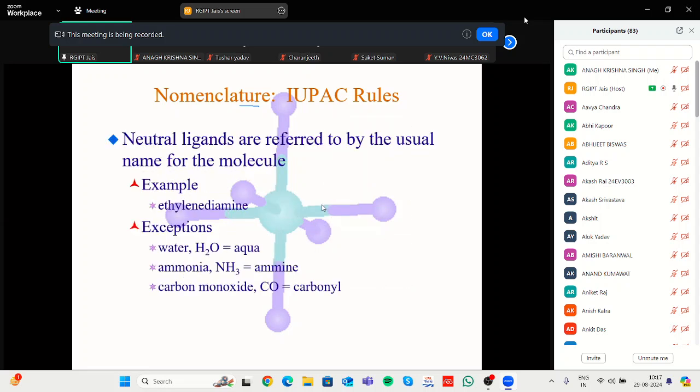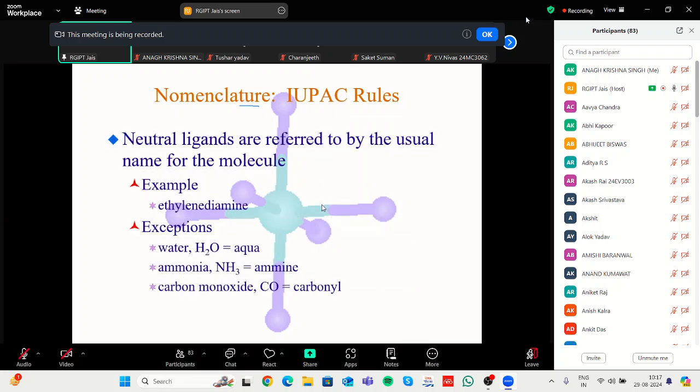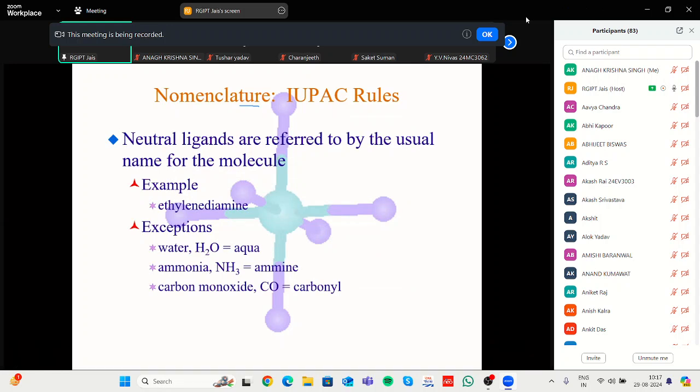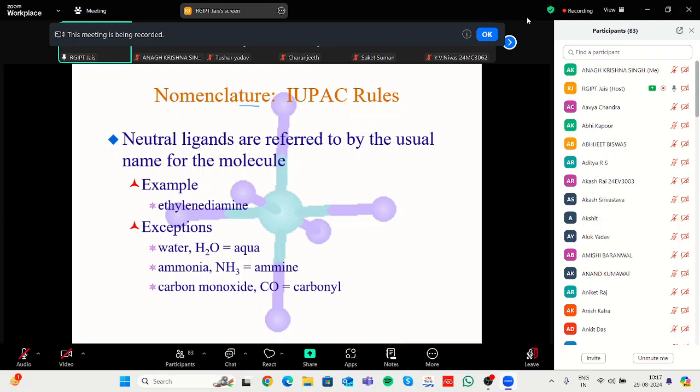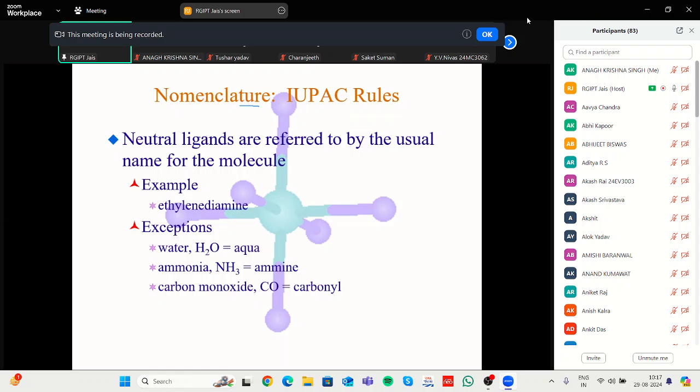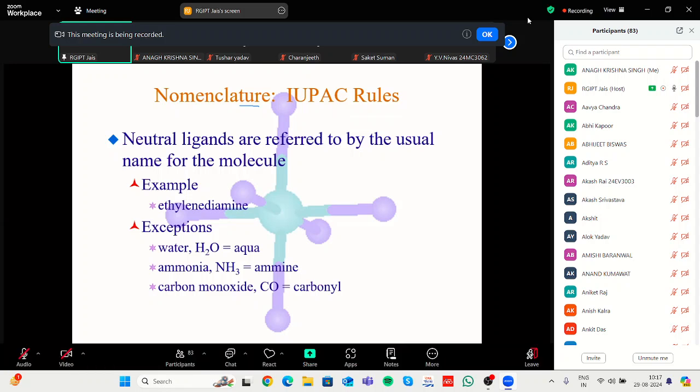And neutral ligands are usually named based on their original name, like ethylenediamine. Water is known as aqua, ammonia is known as ammine, and carbon monoxide is known as carbonyl.